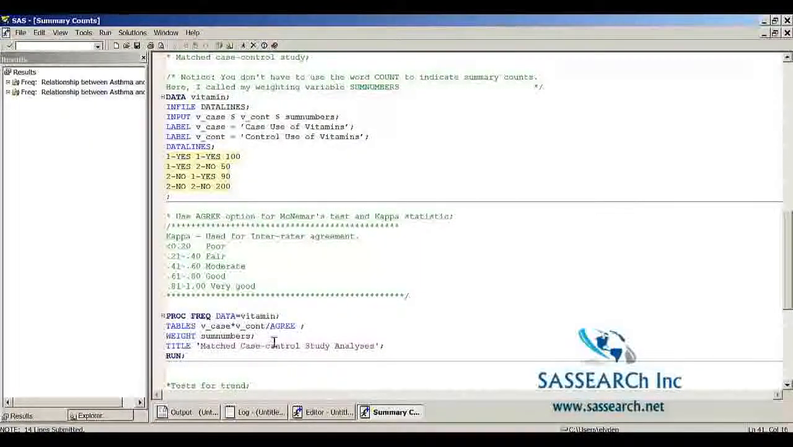And the option that we are going to use to look at whether these proportions are similar is the agree option. And the agree option is used for McNemar's test and also for a kappa statistic, which is a statistic of agreement. And I've indicated here in the comments how we can interpret the kappa statistic of what we call inter-rater agreement. So let's run this code and take a look at our output and then go from there in terms of our interpretation.